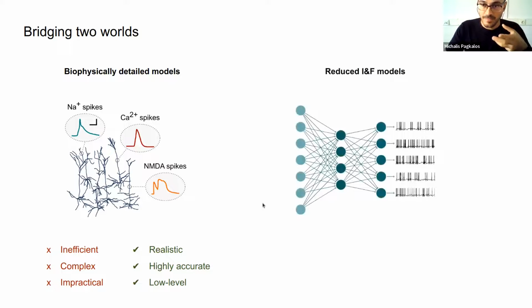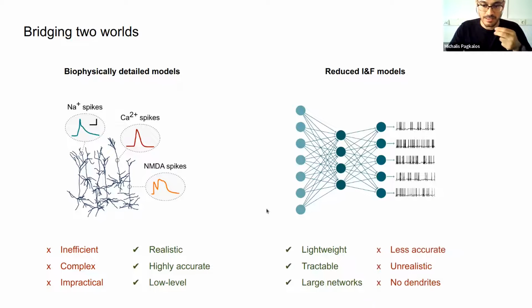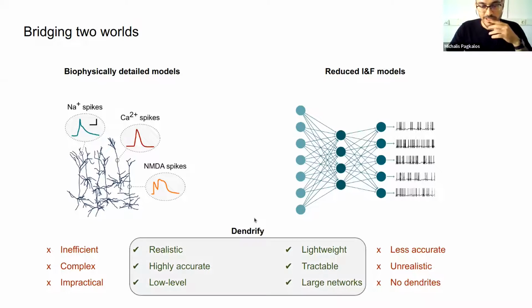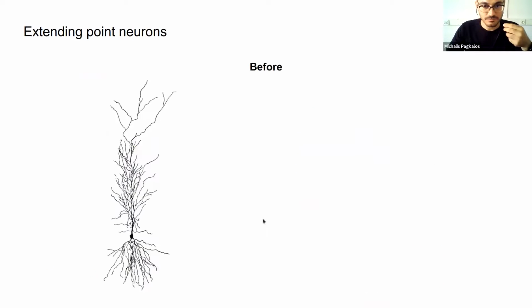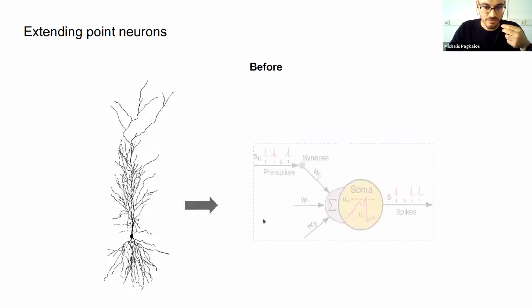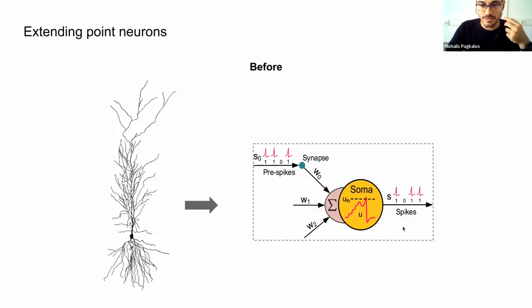On the other side, reduced integrate-and-fire models can be lightweight, they can be mathematically tractable, and they allow for building large networks. However, they are less accurate, unrealistic, and they don't have dendrites. So we thought, why don't we try to combine the best of both worlds? And that's how the idea behind Dendrify emerged. To showcase how we see things, this is a point neuron, which we used when we wanted to model a whole pyramidal neuron.